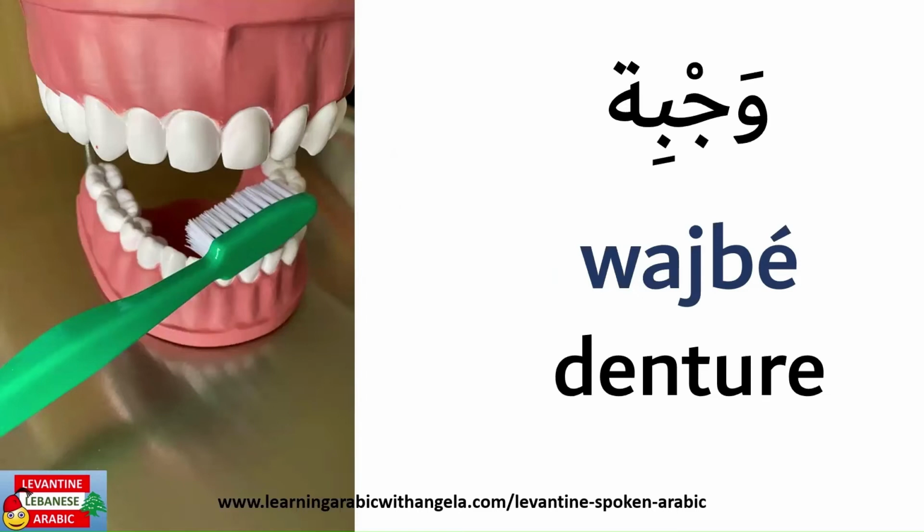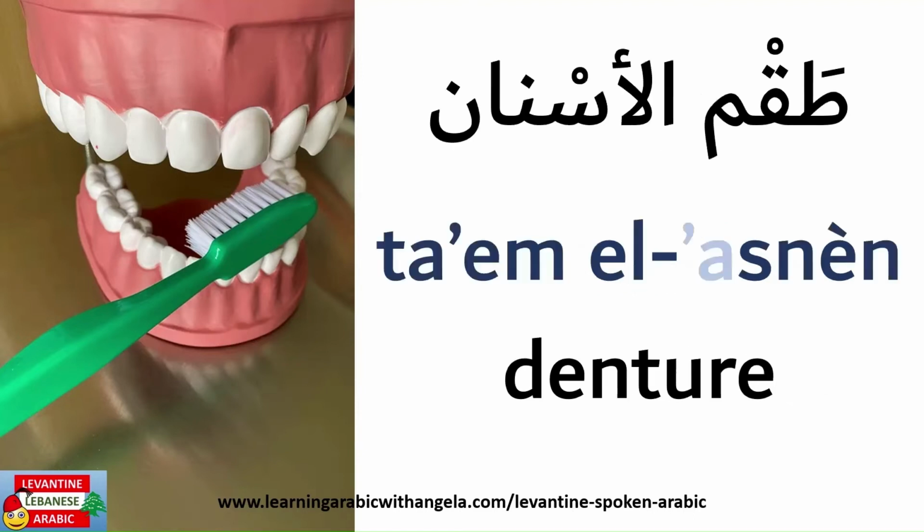وجبة is a denture within this context, and it could also mean a meal, but since we're speaking about teeth here, it means a denture. It's also known as طقم لسنان. طقم means a set, literally. And sometimes we refer to crew, for example, طاقم الطيارة, as in the set of crew. Hence the word طقم is a set.